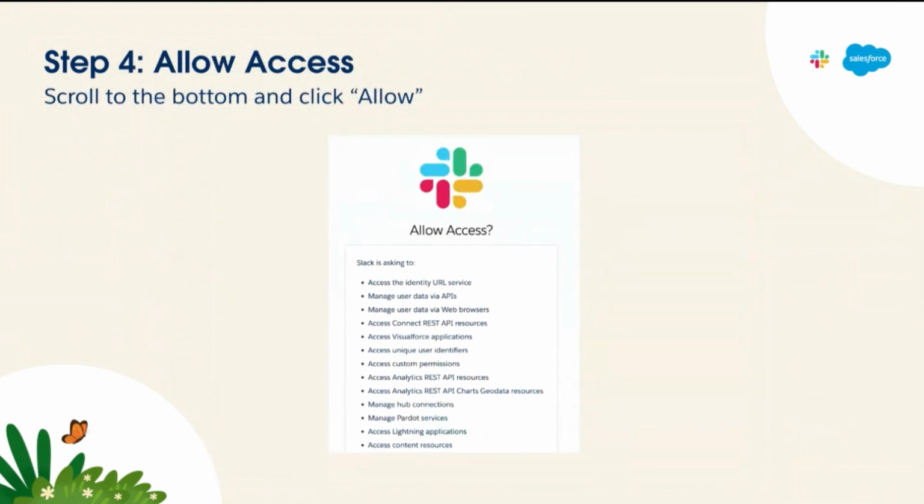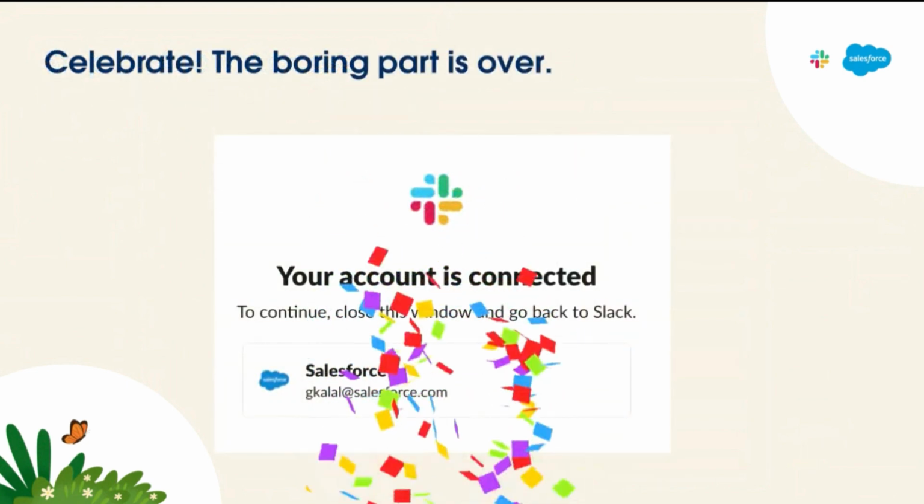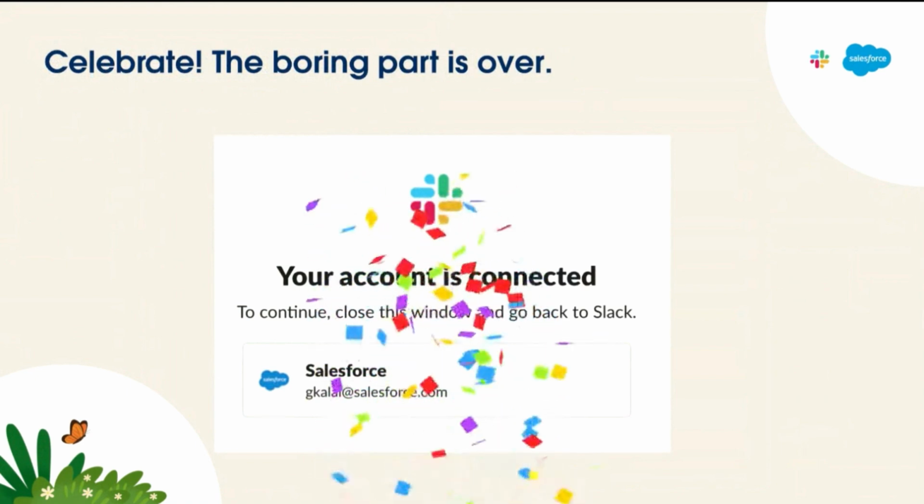If you're having trouble, be sure that you check the URL in your browser and make sure it's the Salesforce instance. And if you're still getting an error, reach out to your Salesforce or Slack administrator. If you've made it this far, congratulations, your account is now connected and the boring part is over. You are now ready to set up Sales Home.